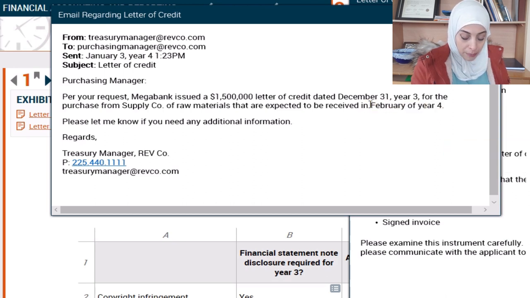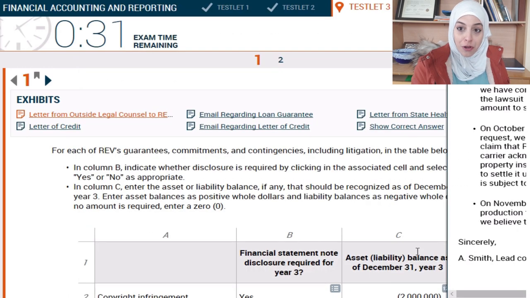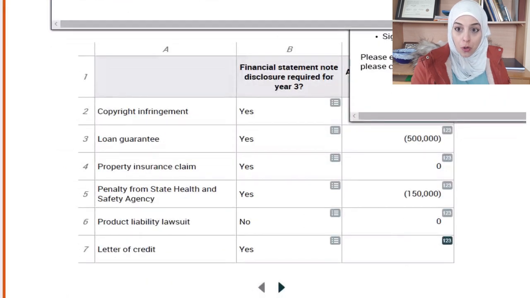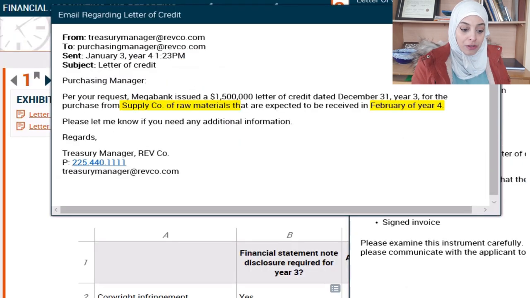Based on the information we have, the amount of liability that should be recorded is zero. No accrual should be recorded because the supplier, who is the beneficiary of the letter of credit, has not yet delivered the inventory, which, as we see in the email, is expected to be delivered in February of next year, okay? So we did not receive any inventory as of December 31 of the current year of the financial statements. So no contingent liability is required. No accrual is required to be recorded here. So here we're going to put zero.